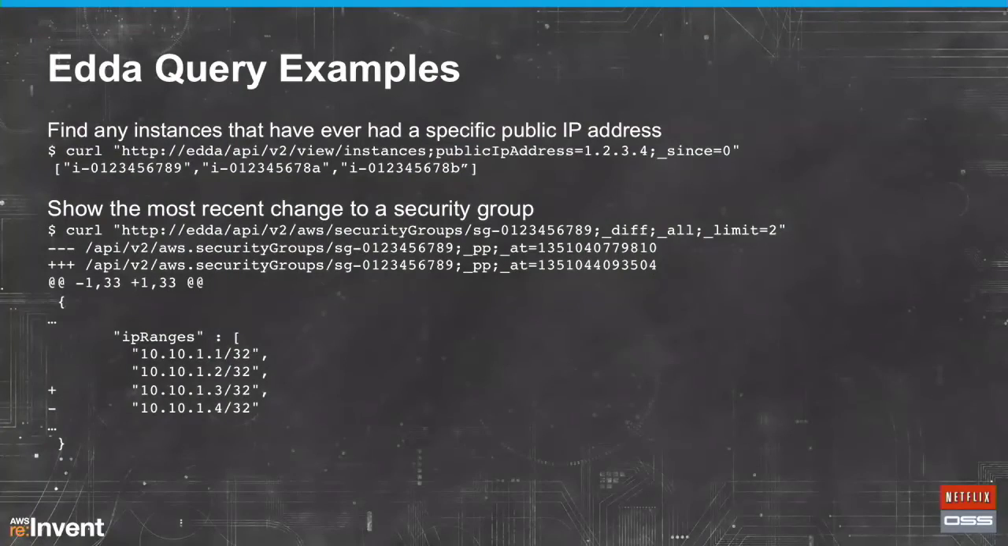Let's find all the instances that have ever had this specific public IP address, and you get back a JSON array that has them, and you can go and dig in and get more information about these. But this is the basic thing. This is since the dawn of time, in this account, all of the instances that have ever had that IP address. And those kinds of things are very useful. And then showing the most recent change with security group.